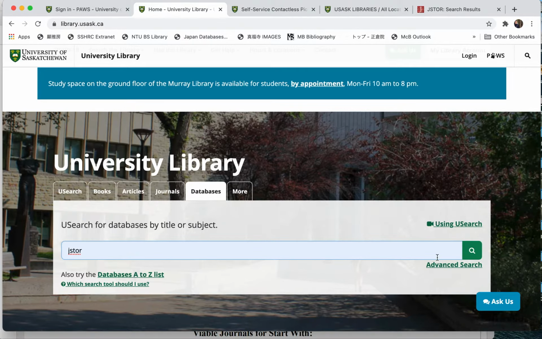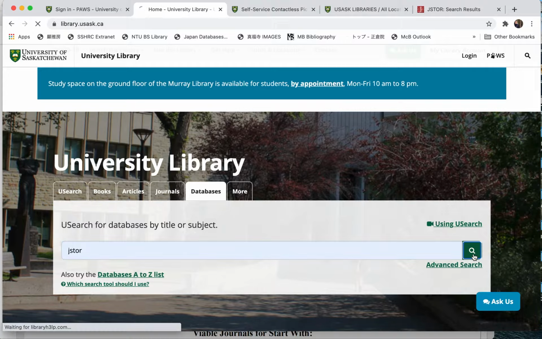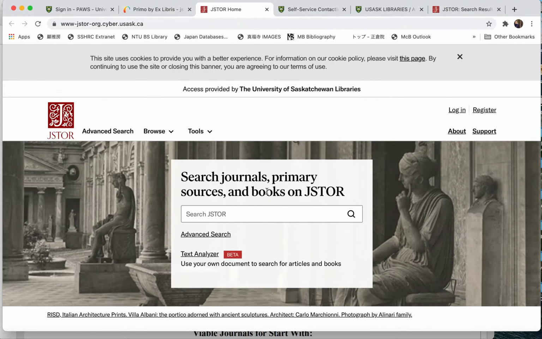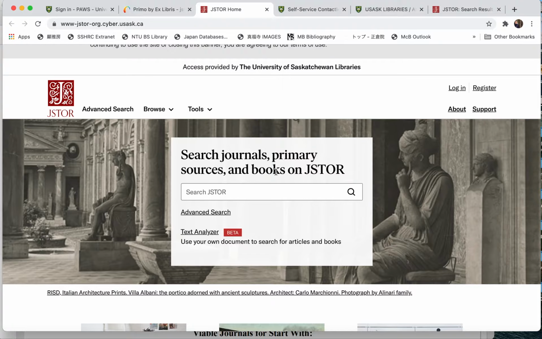Now, then you just hit this button, okay? And then, of course, you're going to open up a new window, and then you're going to do online access, and then you're probably going to be asked for your NSID. Here you can see I've already been here. Now, search journals, primary sources, and books on JSTOR. This is what matters most.